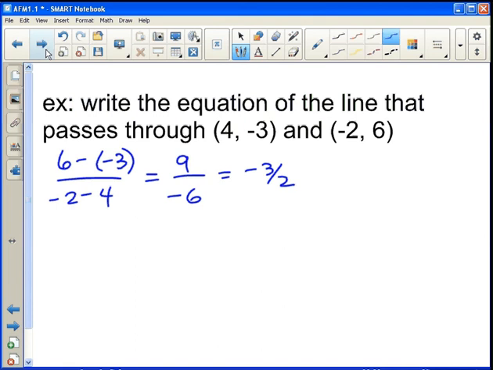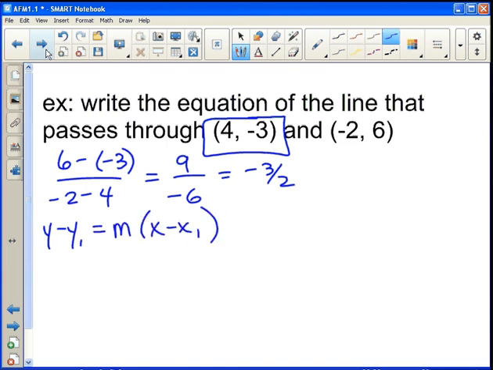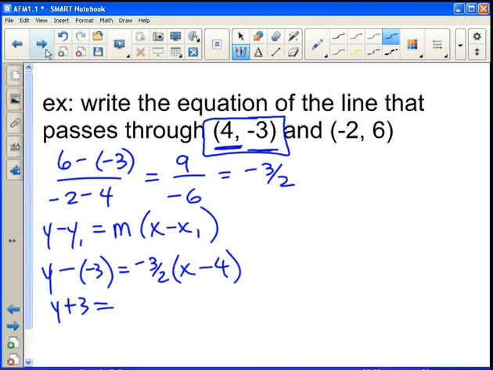So now I can pick either point, it does not matter. I'm going to choose this one just because it's first. And I use the point slope form. And I do y minus y1, so that's negative 3, equals the slope, negative 3/2, times x minus x1, which is 4. Again, once you get to this step, you just do two things. You first distribute negative 3/2 times x, negative 3/2 times 4, or negative 6. And then you subtract 3 from both sides. You get y equals negative 3/2 x plus 3.